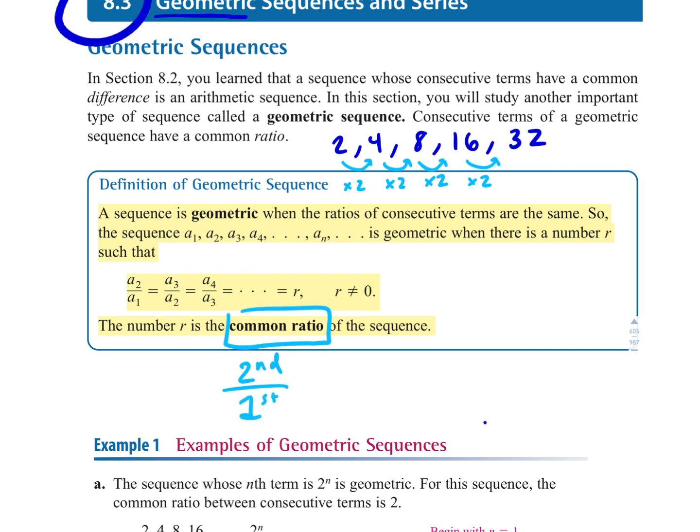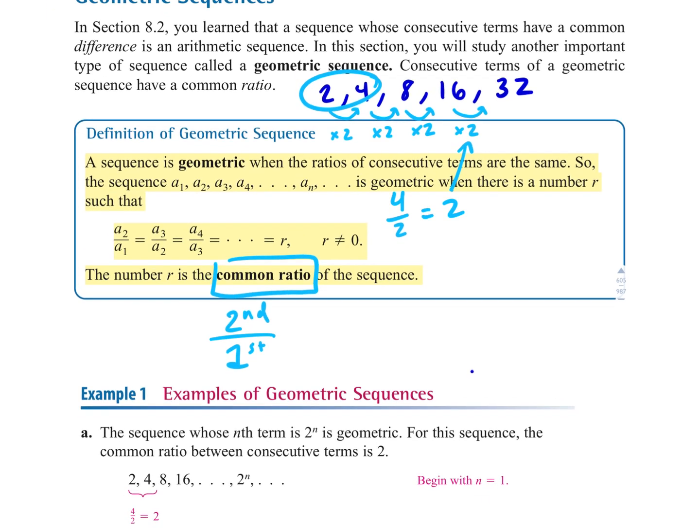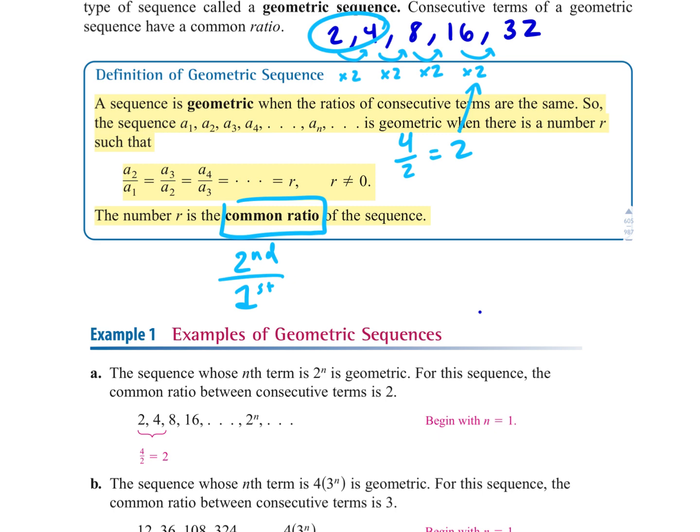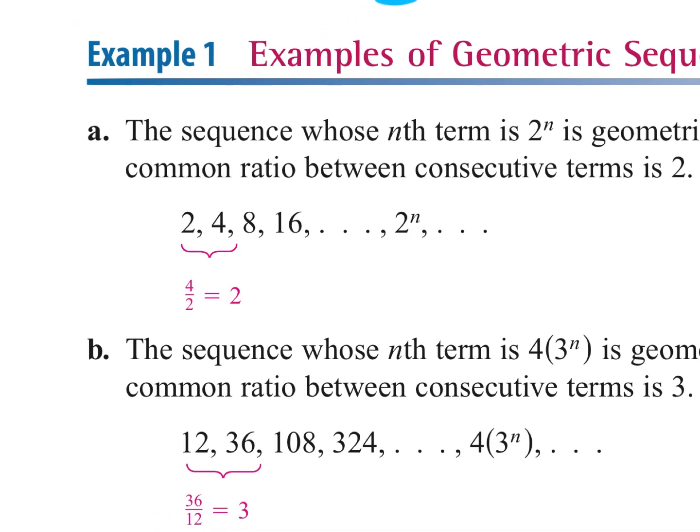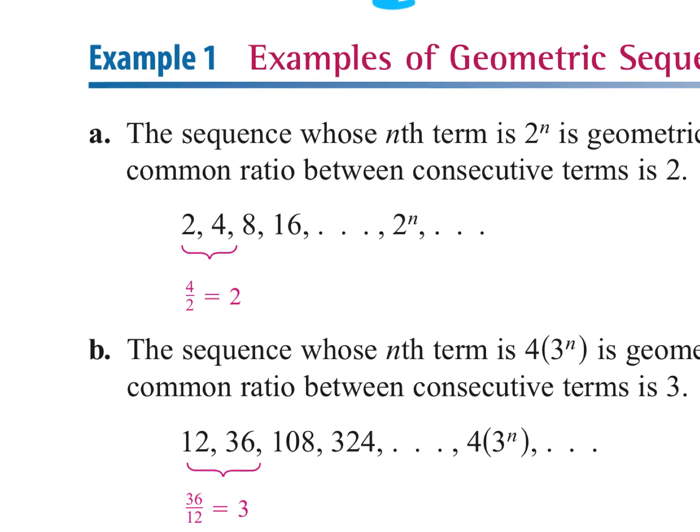So if you notice in the example I did here, if we would have done 4 divided by 2, that'd give us 2, which was our common ratio. So you can just take the second number and divide it by the first. The example I made up is actually our first example in A. What am I multiplying to get from one number to the next? 2. So our common ratio, or r, would be 2.